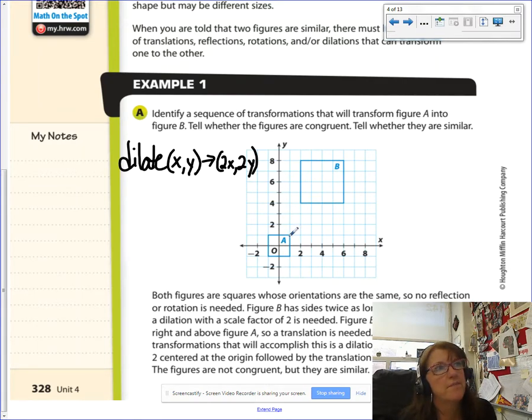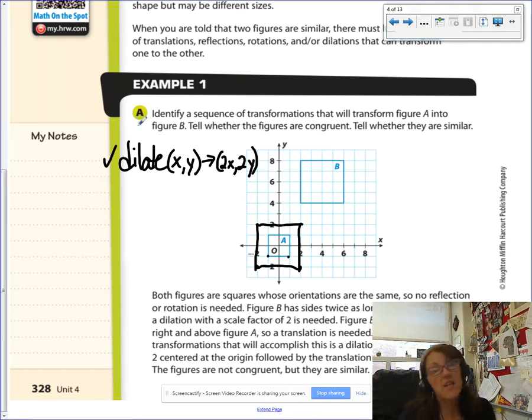This is the point (1, 1). When I dilate it by a scale factor of 2, that'll be (2, 2). (-1, 1) will become (-2, 2) up here. This corner down here, which was at (-1, -1), is going to dilate out there. And (1, -1) ends up being (2, -2) down here. Go ahead and draw this one, because this is the intermediate step, and it's going to help us see what transformation we need to do here.